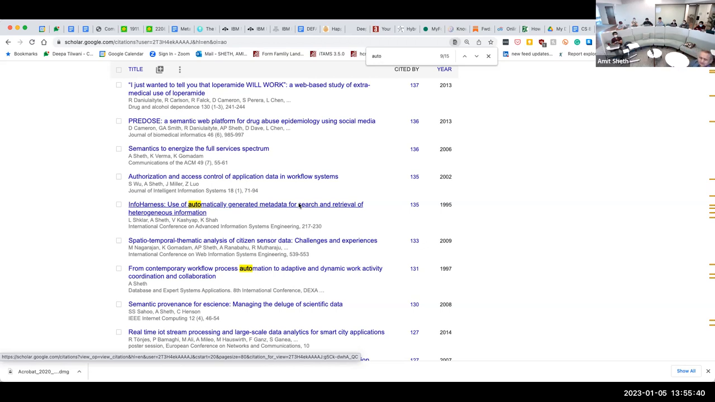Now, the first practically usable browser was called Mozilla, followed by the Netscape browser. So that was that early time frame, right? In that early time frame, we developed this project called InfoHarness that said we are going to use metadata to help you search for the content.